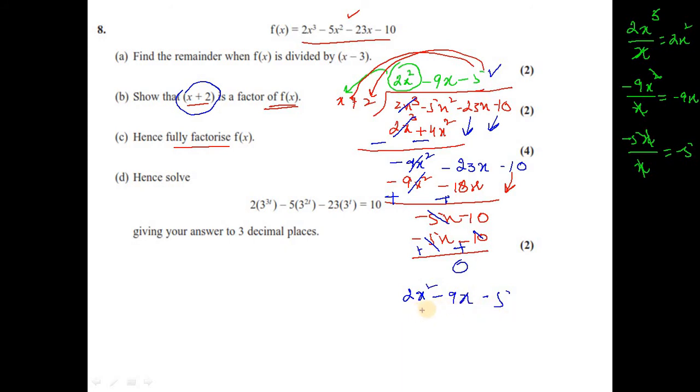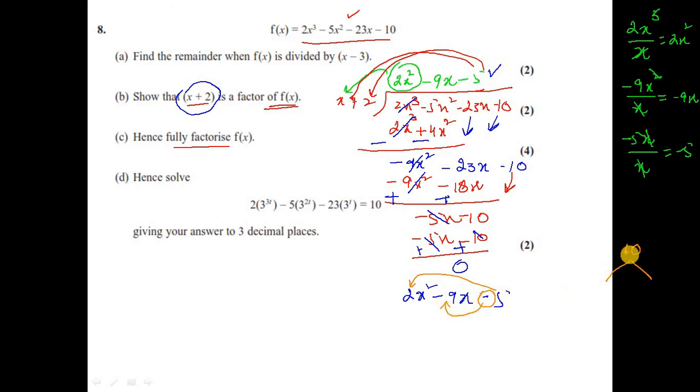And how do we factorize this? Because we don't have the coefficient of square as 1, I will be looking at the constant multiplied by the coefficient of square. So you will get 10. 5 times 2 is 10. So you need to think of factors of 10 so that if you subtract those factors, you can get minus 9.